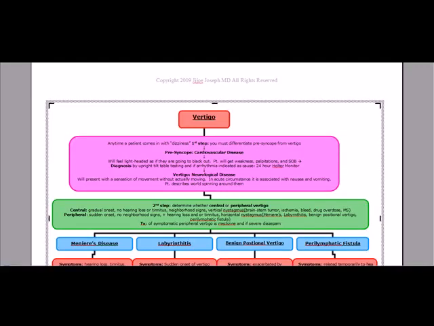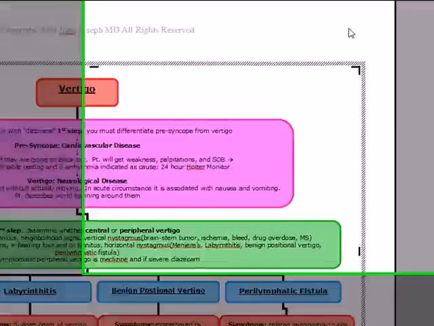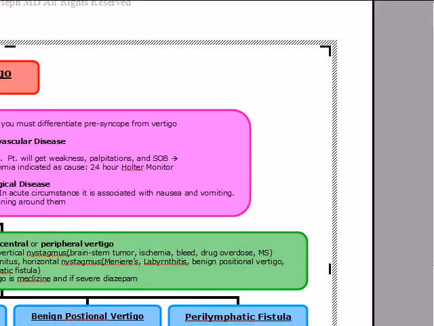Alright, we're going to talk about vertigo. First thing we're going to do, any patient that comes in with dizziness, we want to distinguish between presyncope and vertigo, okay? Presyncope is a cardiovascular disease, while vertigo is a neurological disease, alright? So what's our first step anytime we got a patient coming in dizzy? We want to see if it's cardiovascular, we want to see if it's neurological.